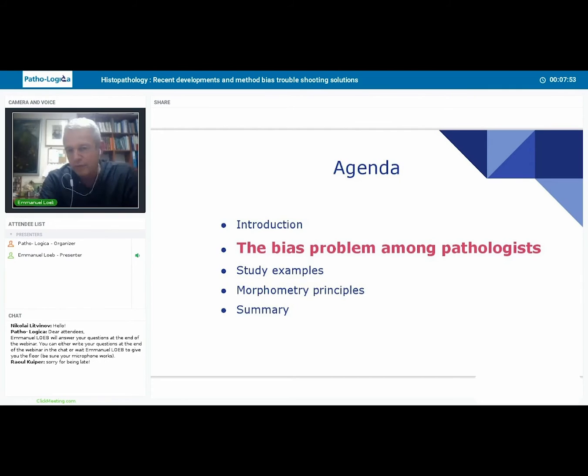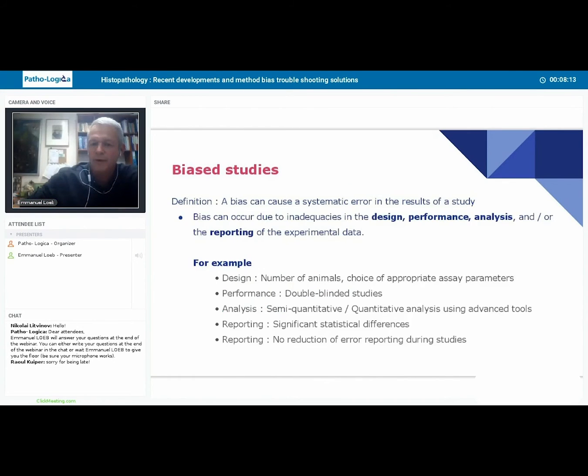Okay, so now we dive into the bias problem among pathologists. We talked now about safety and efficacy. In order for the efficacy to be stronger and more reliable, there are some bias problems to solve, and I will go into them on the next slide. So, as a definition, a bias can cause a systematic error in the result of the study. Bias can occur due to the design, performance, analysis, or reporting of the experimental data.